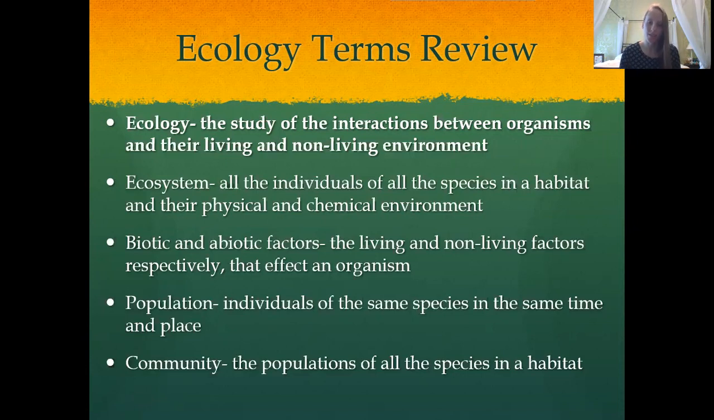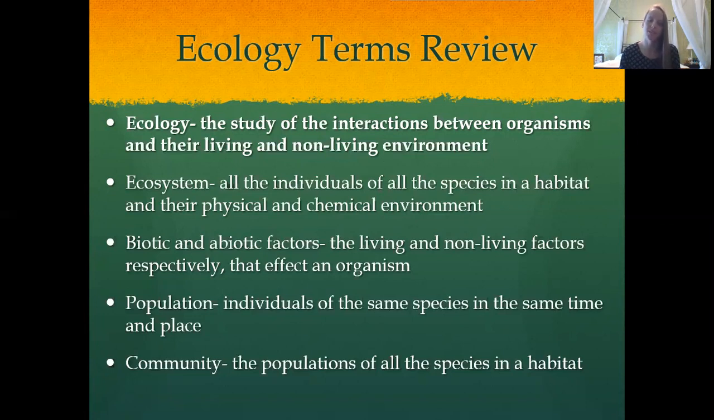Ecosystem is all of the individuals of all of the species in a habitat, as well as their environment, including both the physical and chemical parts of their environment. Biotic and abiotic factors are the living and non-living factors, respectively, that affect an organism. So biotic factors include things like bacteria, plants, animals. Abiotic factors include things like humidity and insulation levels and pH and stuff like that.